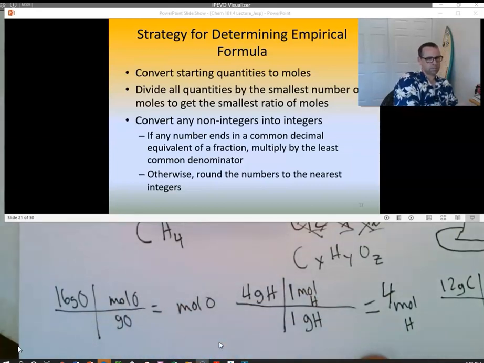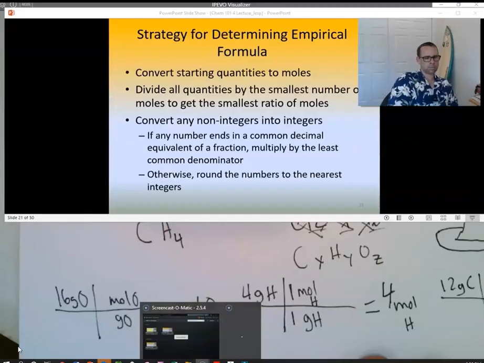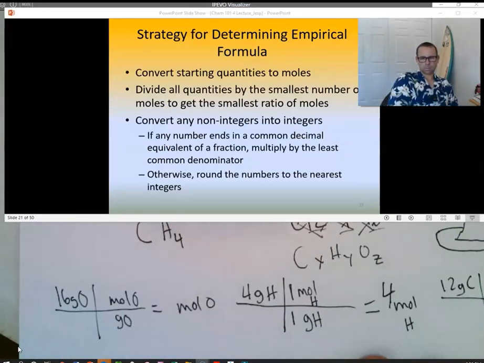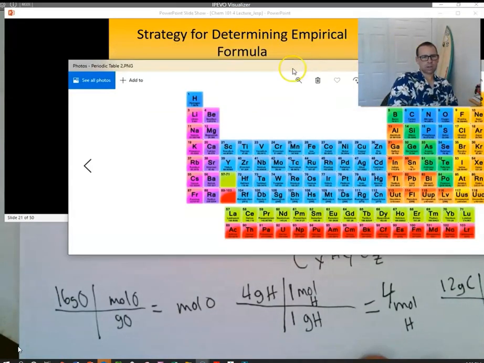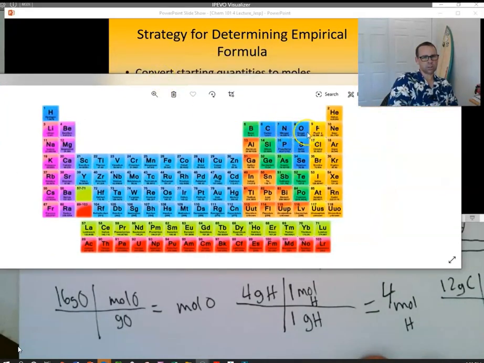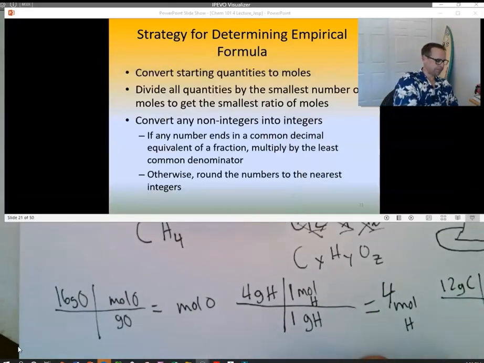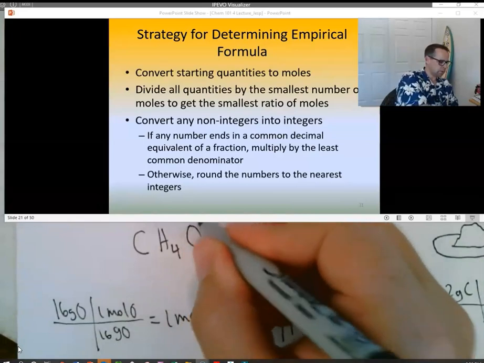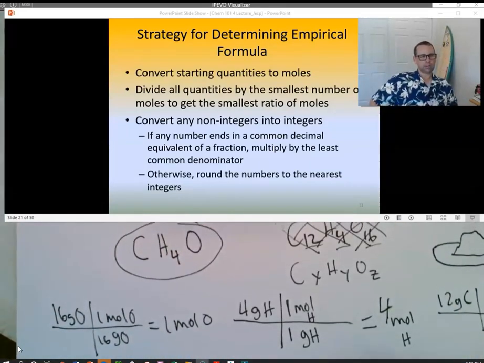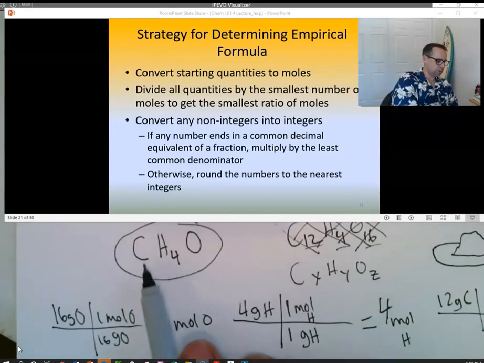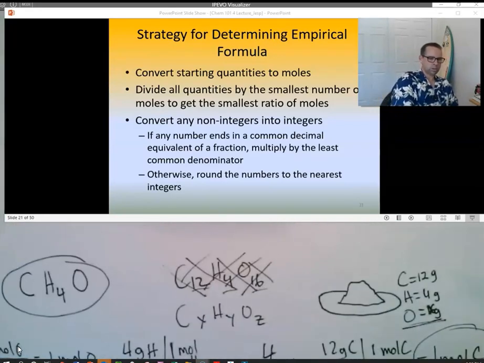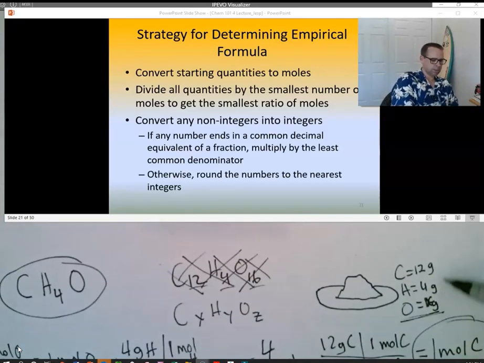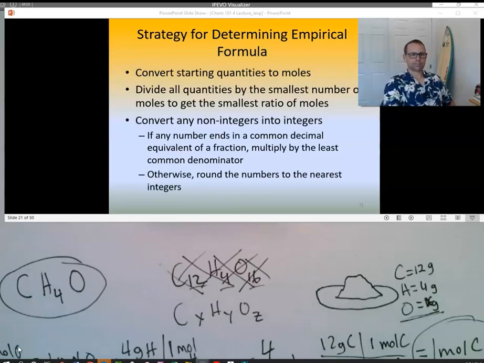What numbers? 16 grams equals 1 mole. That's right, very good. It's on our periodic table. So we just take that 16 there, and that's how many grams you need to get a mole of the material. So 16 grams for every mole. And so I end up with 1 mole of oxygen, and our empirical formula then is CH4O. And we got that information again from the mass of carbon, hydrogen, and oxygen in that sample.